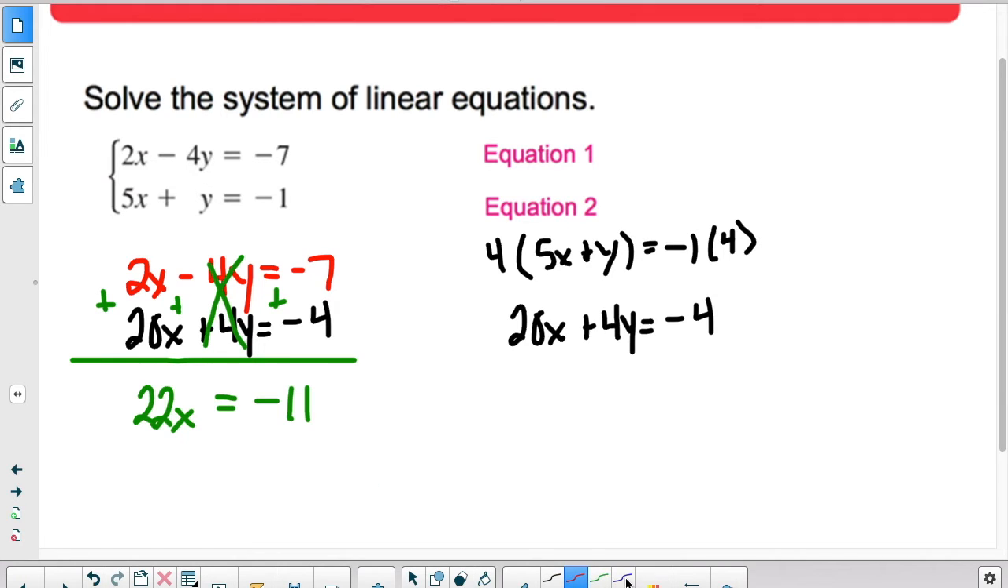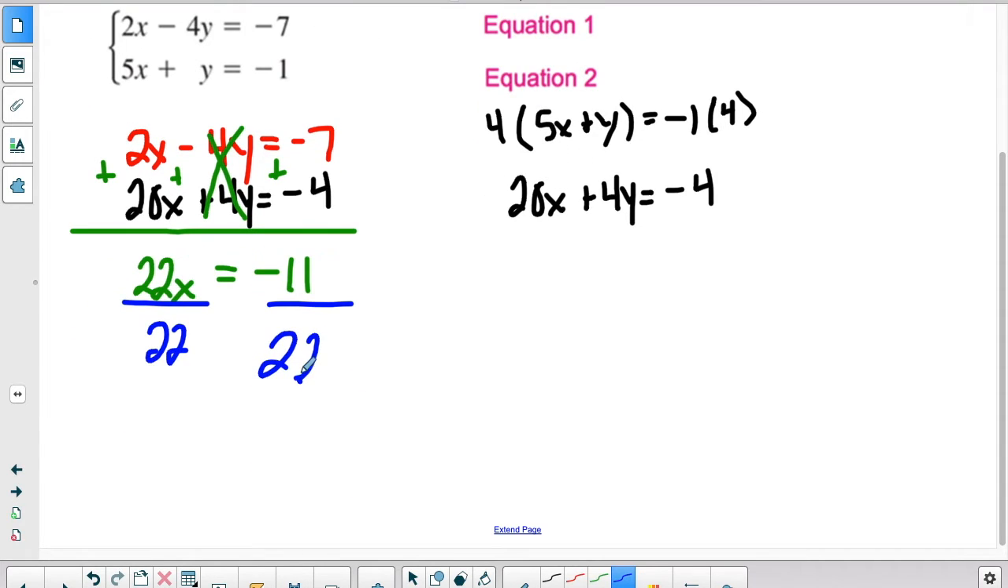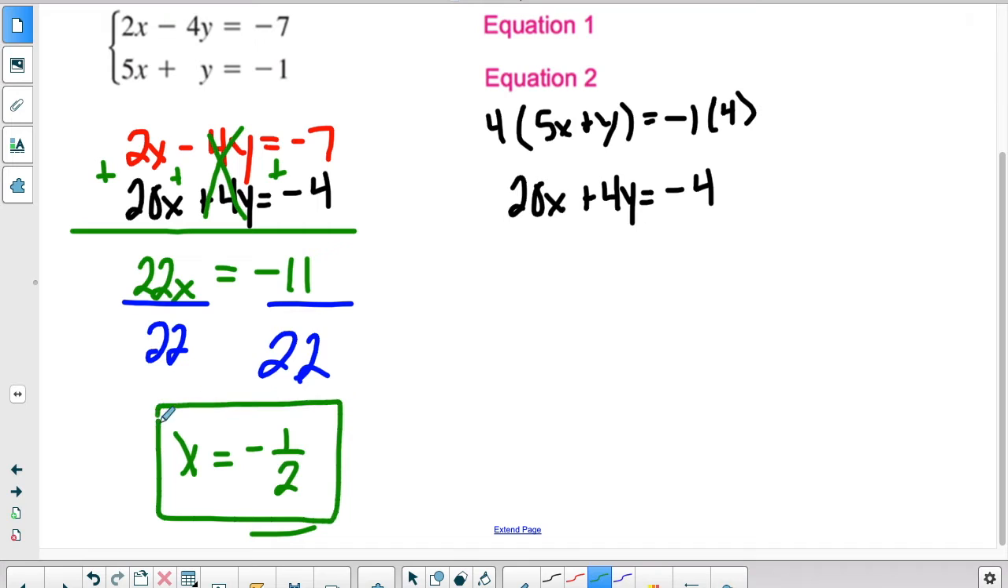So now we have an equation with only one variable, and we can solve this. The next thing I'm going to do is divide both sides by 22. When I divide both sides by 22, I get that x is equal to negative 11 over 22, which simplifies to negative 1/2. And now I've found the value of x.